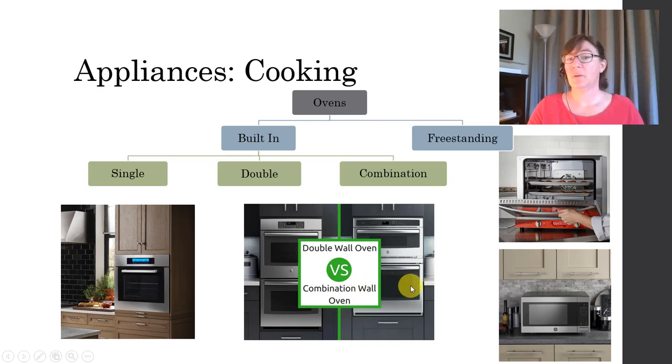A combination wall oven is just slightly different in that this is one piece. They install it in one go, slide one of these items in. Okay, but it actually has two doors and two ovens in it. Freestanding ovens. The most common one is your freestanding countertop microwave oven, but countertop convection ovens also exist, and toaster ovens also fall under this category.